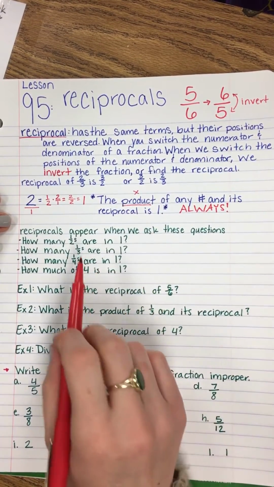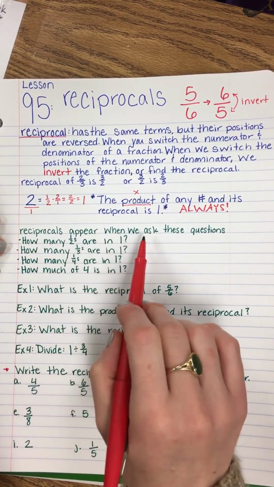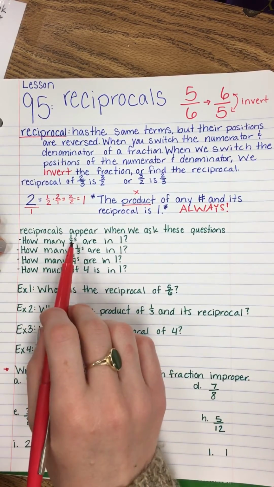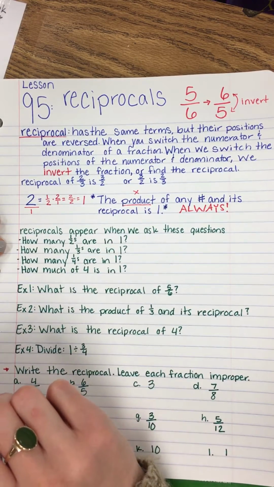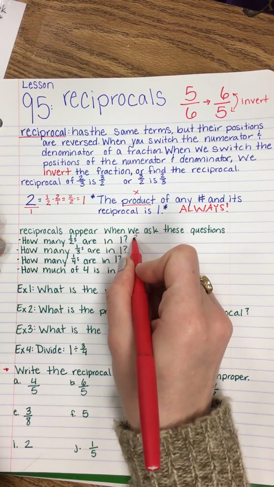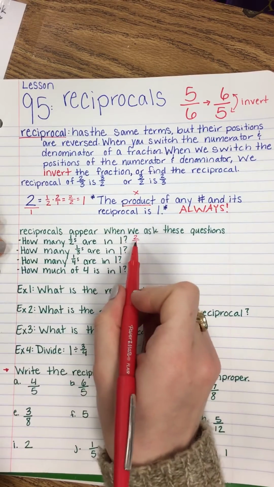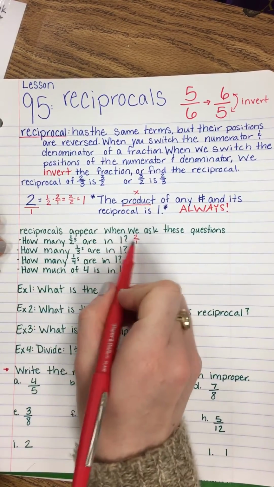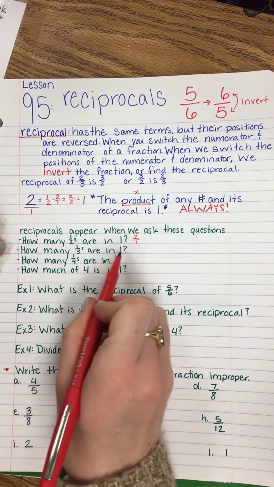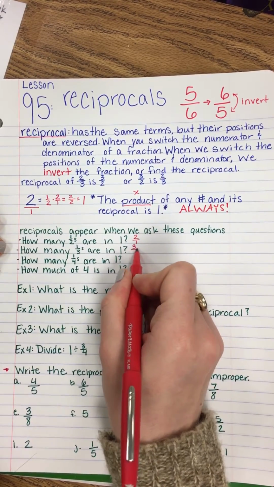And then we have some questions. Reciprocals appear when we ask these questions. How many halves are in 1? Oh, how many halves can we fit in 1? Well, we can fit 2 halves in 1. Or that is the reciprocal, 2 over 1, of 1/2. How many 1/3 are in 1? Oh, well, there are 3 thirds in 1.